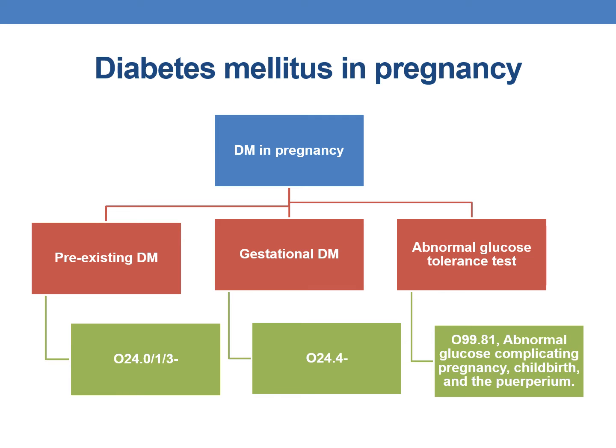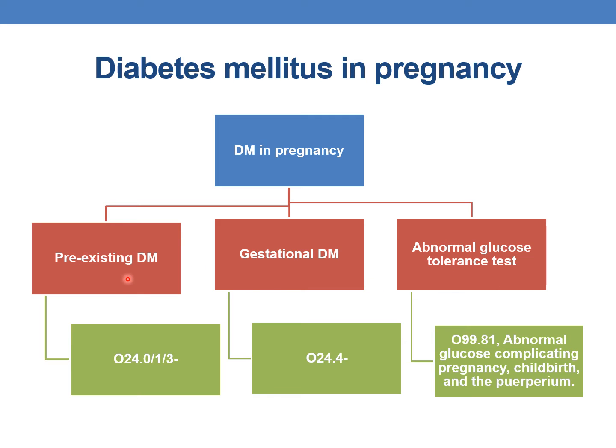Now coming to various types of diabetes in pregnancy. In pregnancy, DM can be pre-existing DM, or it can be one that has developed during pregnancy, called gestational diabetes mellitus, and abnormal glucose tolerance test, GTT. GTT is performed during pregnancy, and if there is any abnormal glucose tolerance test, then also management is required.